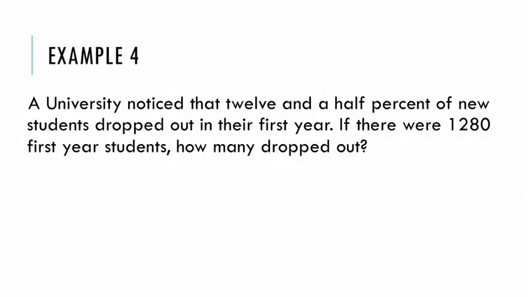Okay, so in example 4 we have a problem solving question. A university noticed that 12.5% of new students dropped out in their first year. If there were 1,280 first year students, how many dropped out? So 12.5% is what we are interested in this time. Now there's loads of different ways we can make 12.5%. We could do 10% plus 2% plus 0.5%, but that would take us quite a while. The easiest way I can think of is taking 25% and dividing by 2.